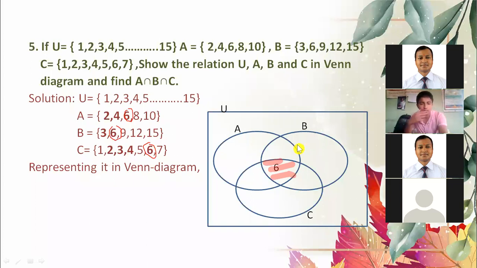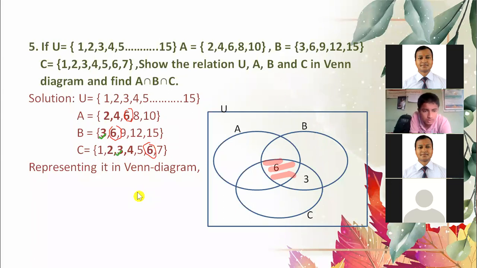There is no 4, no common element. The common element of B and C, you can check it. The common element for B and C is 3.